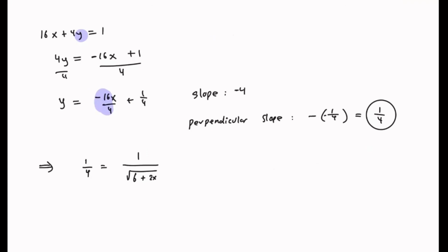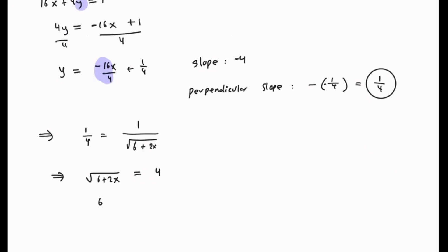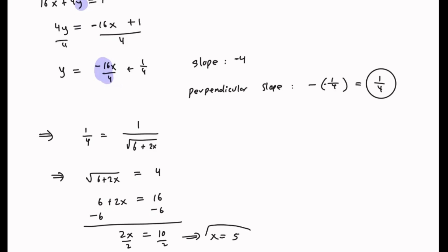So we're going to go ahead and multiply by 4 on both sides, and then multiply by square root of 6 plus 2x, which will leave you with square root of 6 plus 2x on the left side, and then 4 on the right side. Now square both sides, so you'll have 6 plus 2x is equal to 4 squared, which is 16, and then subtract 6 from both sides. Since we're trying to solve for x, this will give you 10, then divide both sides by 2, which will give you x is equal to 5. All right, so when x is equal to 5, our tangent line is going to be perpendicular to that line.